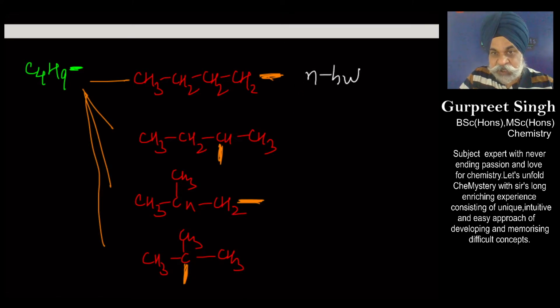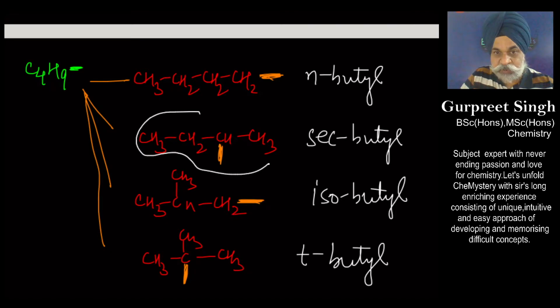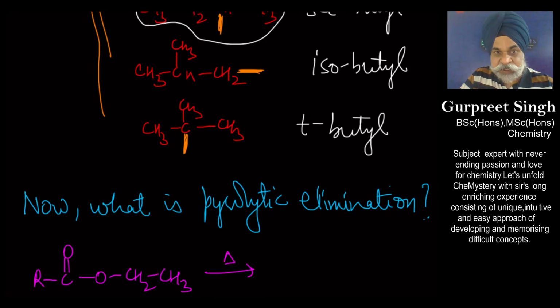This can be said as n-butyl. This is called sec-butyl or secondary butyl. This is isobutyl. Now the fellow is, we are clear with this, this is tertiary butyl. Now the fellow is talking about this part, secondary butyl acetate.